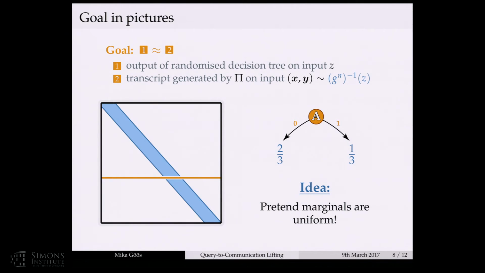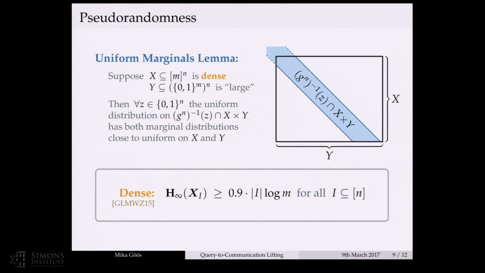And this is kind of the kicker here: we prove a certain pseudo-random property of the gadgets that justifies us doing this, and it actually mandates that this is the only thing you can do. These are the only probabilities that make the simulation work. Okay, so this is what we call the uniform marginals lemma.